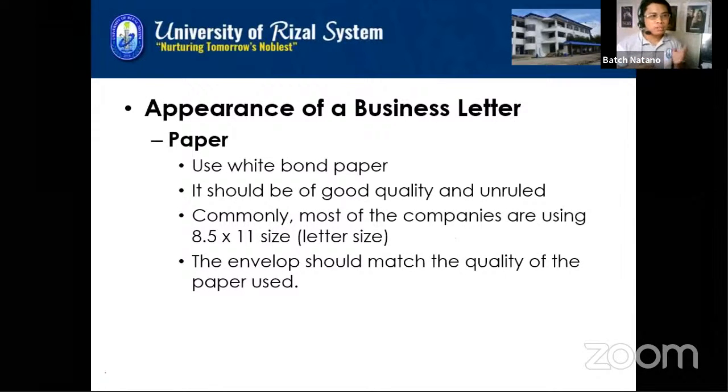So obviously we are using white bond paper. So do not use any stationery. Okay, so you are not writing a letter to your girlfriend or to your boyfriend. So do not write a letter in a stationery paper. When we talk of stationery paper, this is a decorative paper. So avoid too much color. So just plain white paper will do because again, that's one way of achieving a business-like appearance. It should be of good quality and unruled.